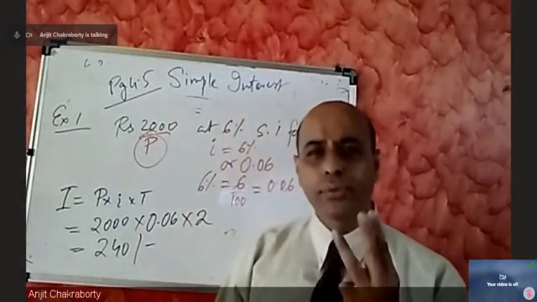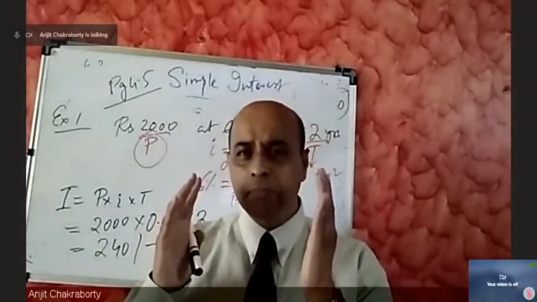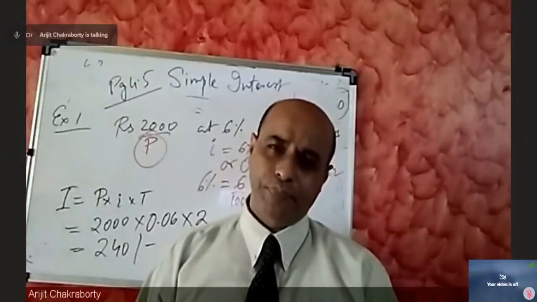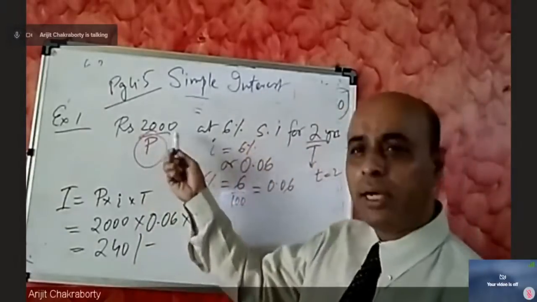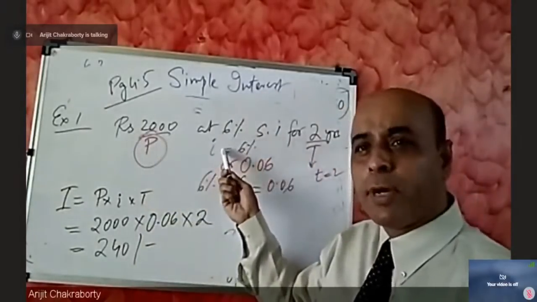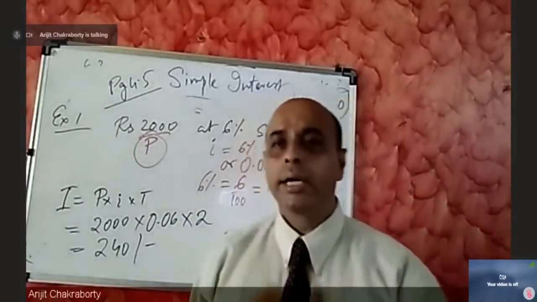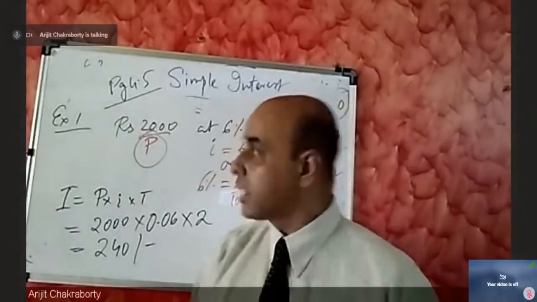We are dealing with three numbers, three elements you can say: principal, interest and time. We have seen the principal here. We have seen the interest rate of 6%, and we have considered the time of 2 years. Now we proceed to the next example.